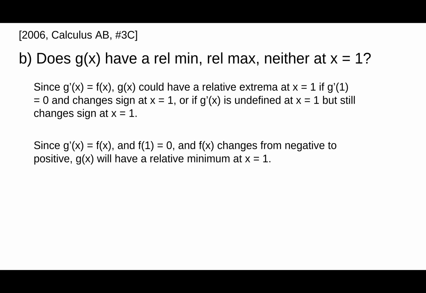Well, we have a graph for f. We can just check this information. In fact, this graph does demonstrate that f of 1 is equal to 0, and f of x changes from negative to positive at x equals 1. So if it changes from negative to positive, it should have a relative minimum at x equals 1.